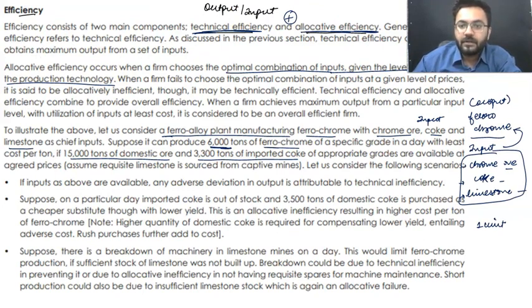Sir, there is one more ingredient, no? There is one more ingredient like limestone. Well, one of the things must be available as a part of in-house production or something like that. So what they are saying is, if the inputs above are available, then it's good.